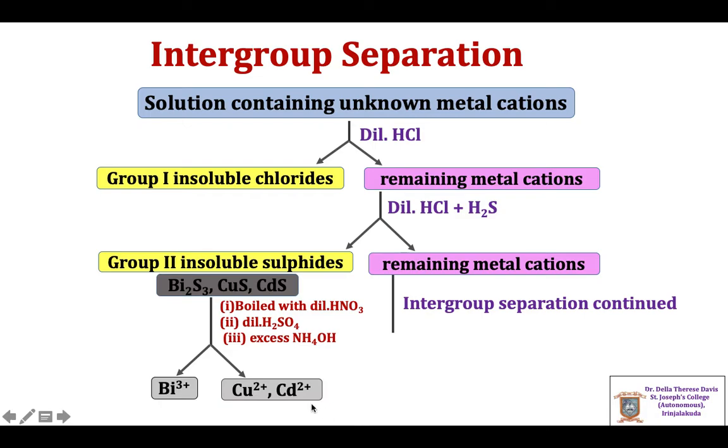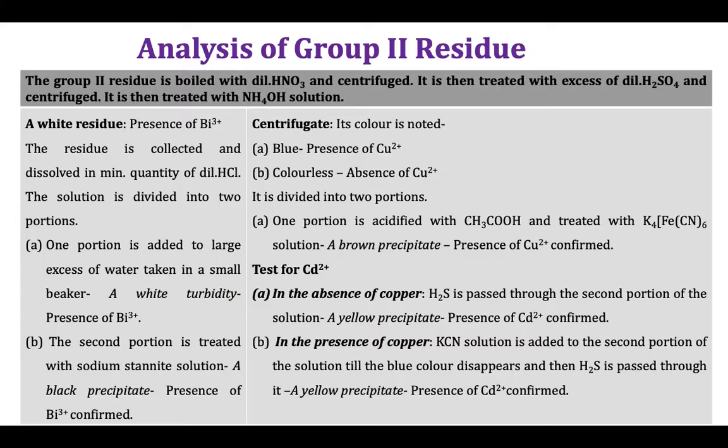Now let us see the reactions of copper and cadmium, which are obtained in the centrifugate by the addition of dilute nitric acid, dilute sulfuric acid and excess of ammonium hydroxide. On treatment with excess of ammonium hydroxide, bismuth will precipitate, and we have discussed the test for bismuth. Copper and cadmium will be soluble in the solution of excess ammonium hydroxide, the centrifugate. Now we will see the reactions of the centrifugate.